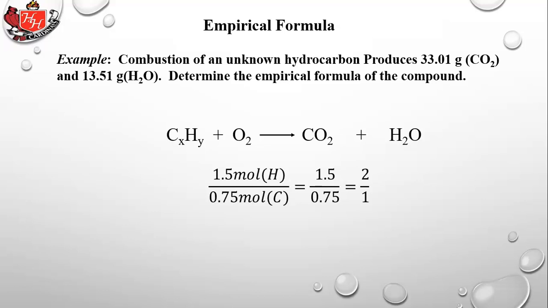So we have 1.5 moles of hydrogen. You put the smaller of the 2 numbers on the bottom. That's the 0.75 moles for carbon. So you have 1.5 over 0.75, which equals 2-to-1. That means you have twice as much hydrogen as carbon. So the empirical formula for this compound is CH2.